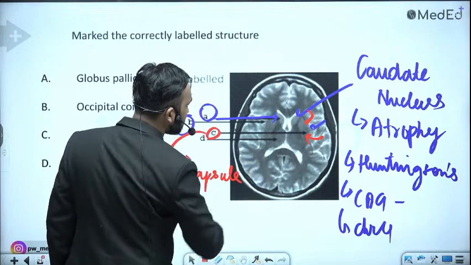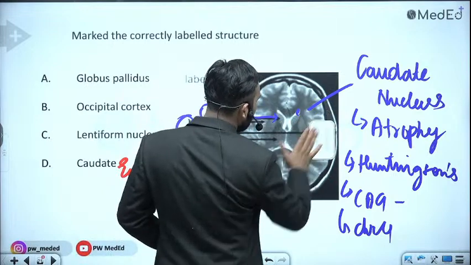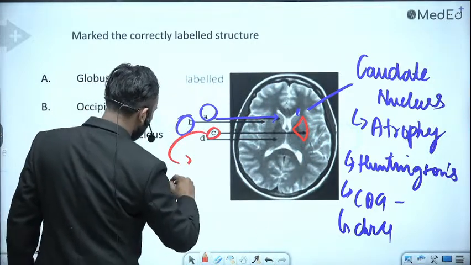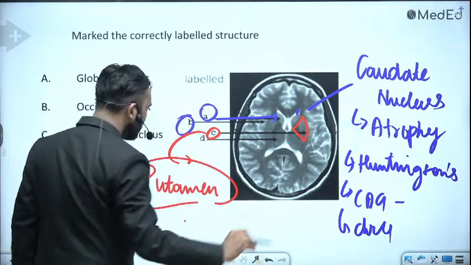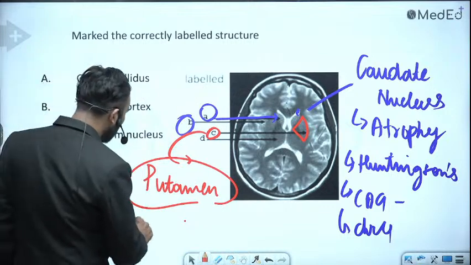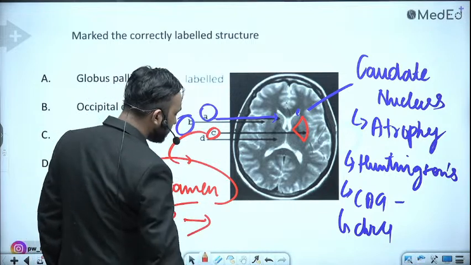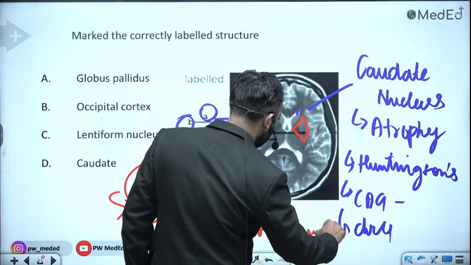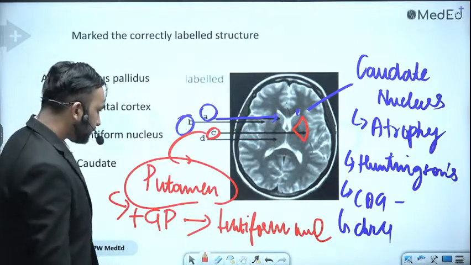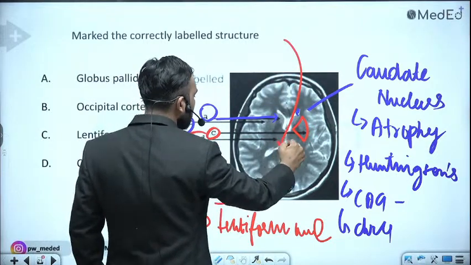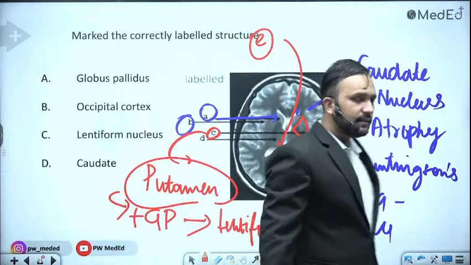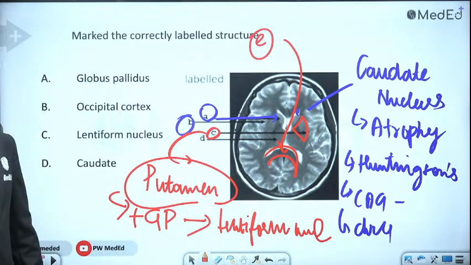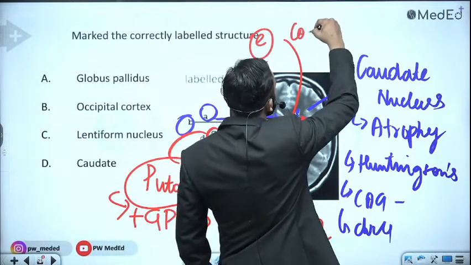And the last structure, the structure labeled as D in this image, this is your putamen, right? And putamen together with the globus pallidus is known as the lentiform nucleus, right? So who is going to tell me the structure labeled as E in this image? This hypointense structure connecting the two cerebral hemispheres, what is this structure? The structure is the corpus callosum.